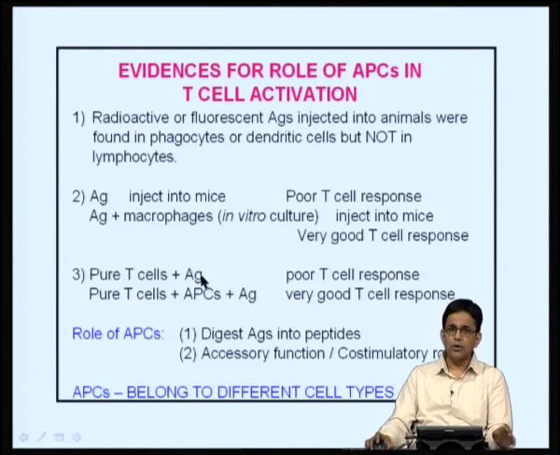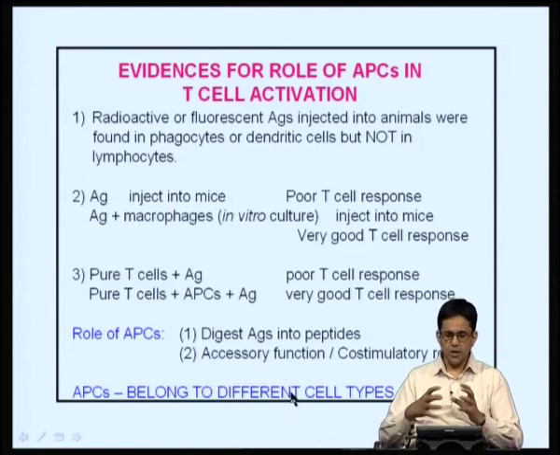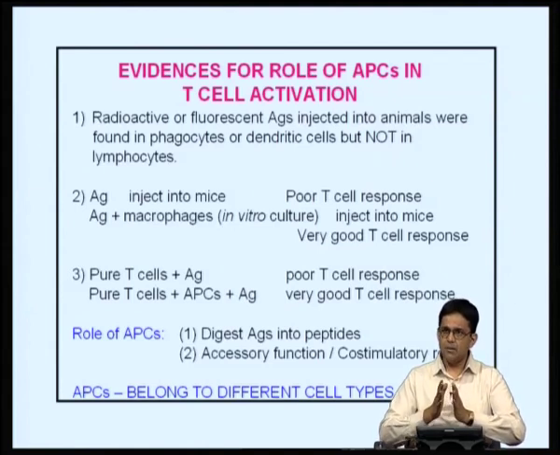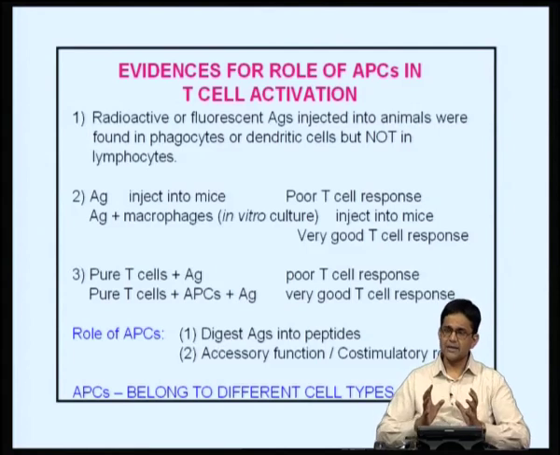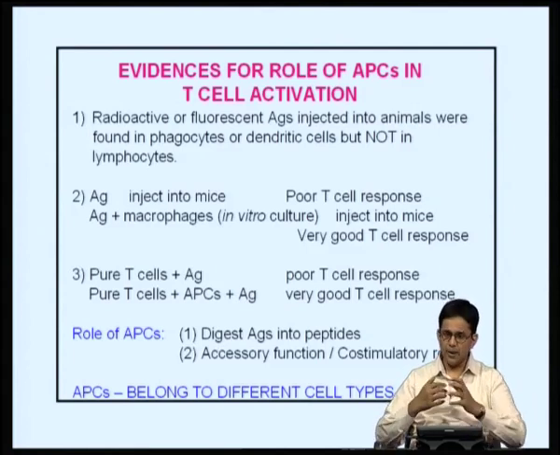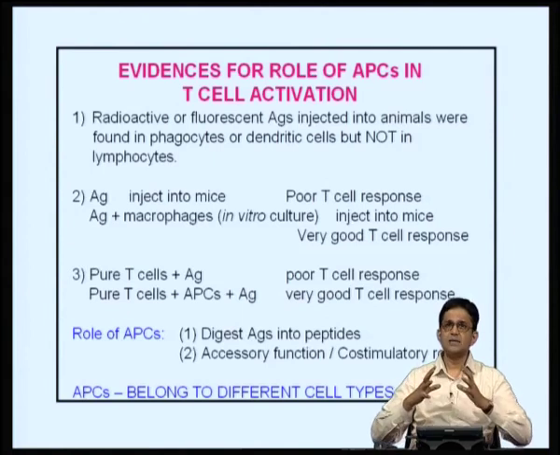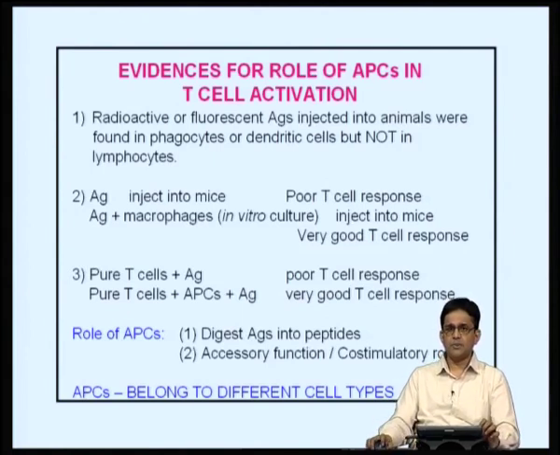What is also seen is that pure T cells plus antigen give a poor T cell response, because T cells by themselves are not good APCs. However, pure T cells plus APCs plus antigen give a much better response. That's because you now have the APCs that can process this antigen and present it to T cells. So the role of APCs primarily is to digest antigens into peptides, and they also have accessory or co-stimulatory functions. This means you need to send a signal for T cell activation through the specific signal, which is the MHC peptide, but it has to be done in the proper context, and for that you need co-stimulatory ligands to be upregulated, which are recognized by co-stimulatory receptors on T cells, and you get a much better T cell response.